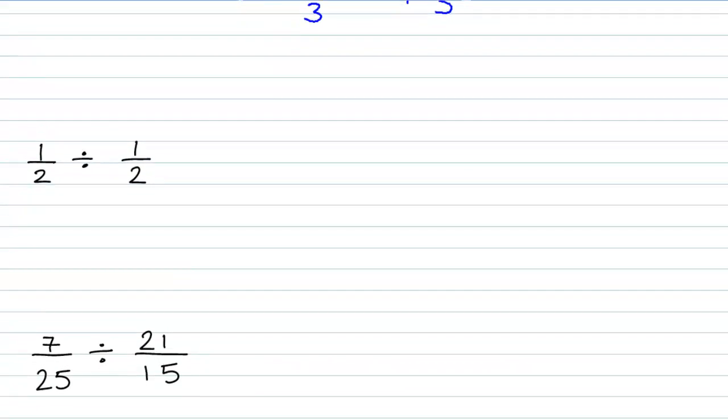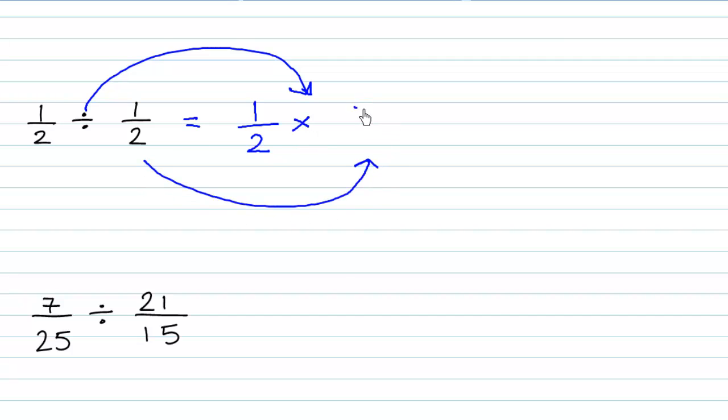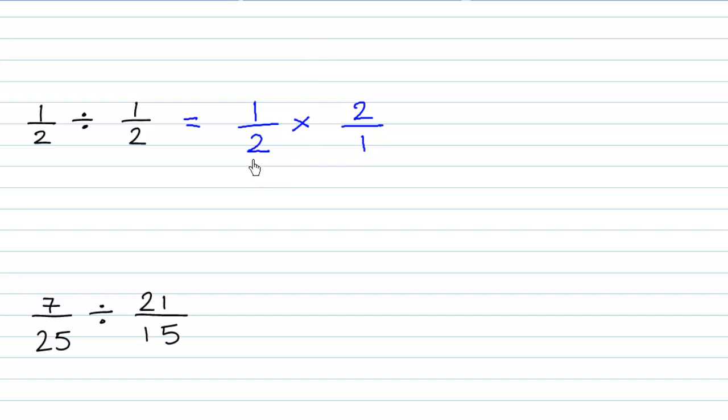What is half divided by half? So we shall write the first half as it is, and then convert this division into multiplication, and take the reciprocal of 1 upon 2, which is 2 upon 1. And then we shall multiply the numbers. So we can see that 2 ones is 2, 2 ones is 2. So 1 ones is 1, 1 ones is 1, and 1 upon 1 can be written as 1. We can ignore the denominator if the denominator is 1.